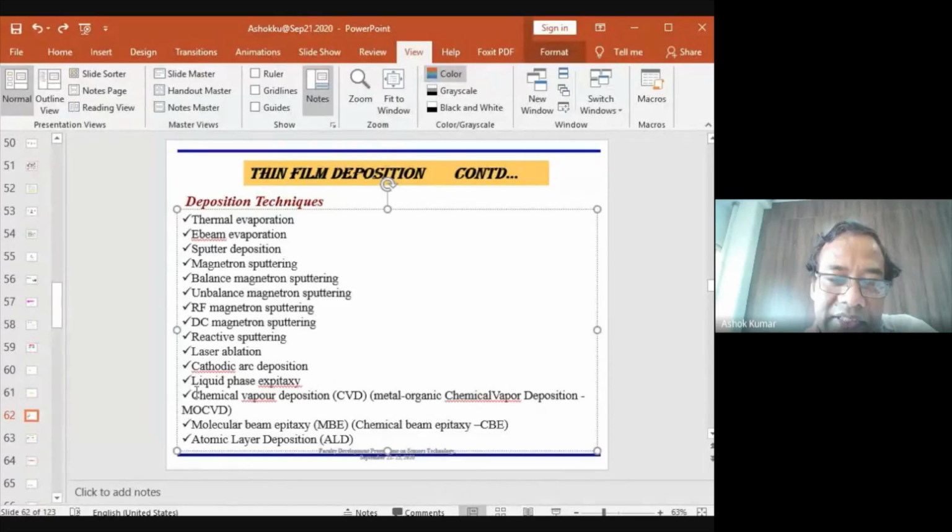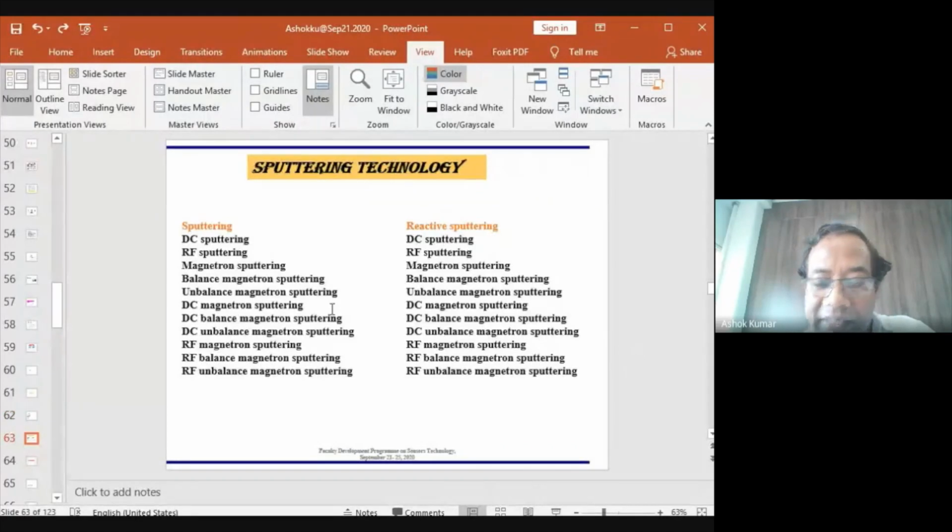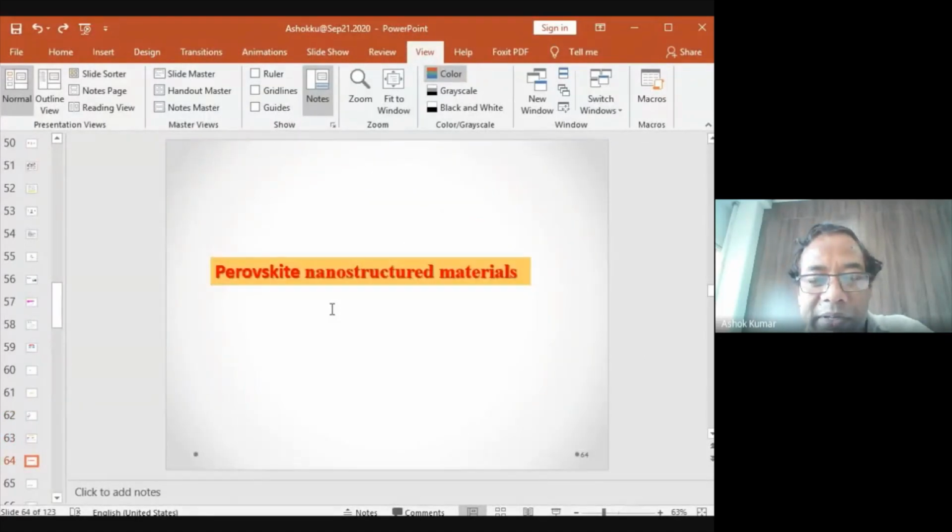So you understood all the techniques in this case. So only energy is different, and then we have sputtering techniques. So these were the vacuum techniques. Then we can have other techniques.